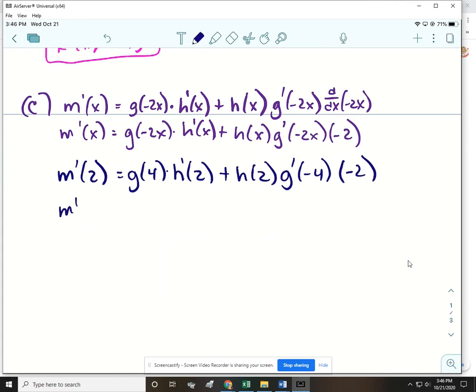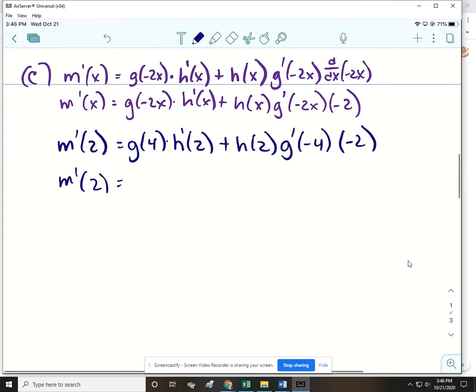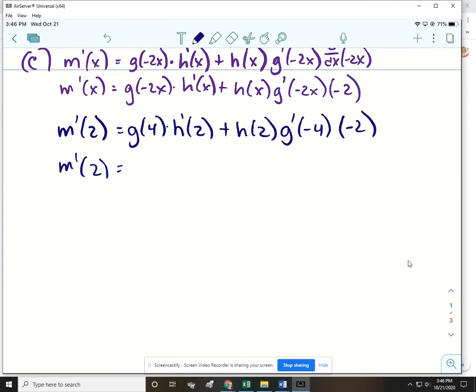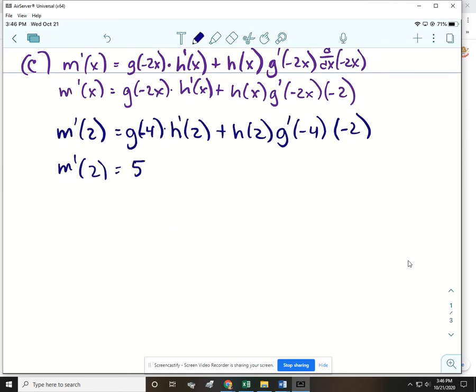Okay, now we have to go to different places to find all this information. So for g of 4, you're going to go to the table. It's negative 4, just kidding. G of negative 4, you're going to go to the table. G of negative 4 is 5. H prime of 2 we already found in the previous problem. It's the slope of the h graph. When x is 2, we already know that's negative 1/3.